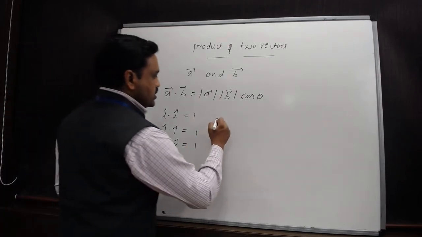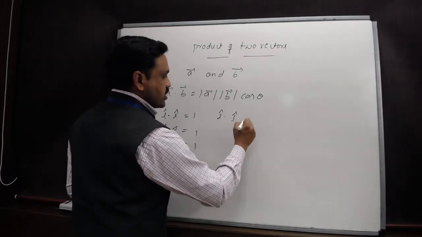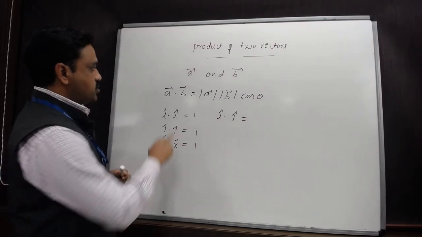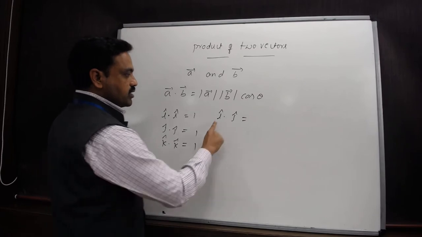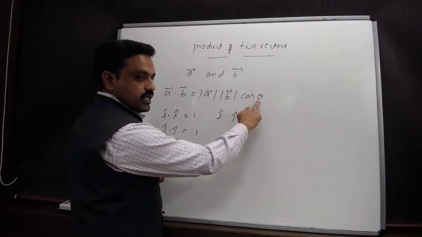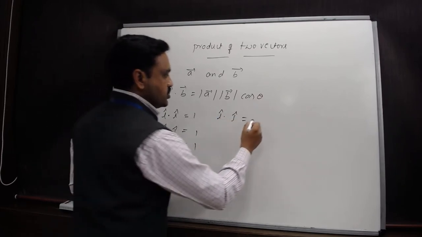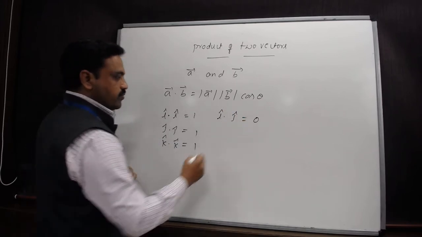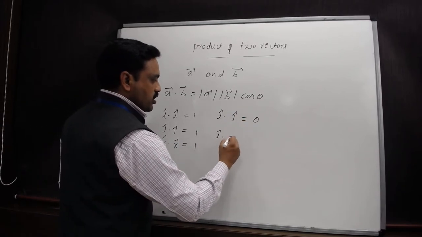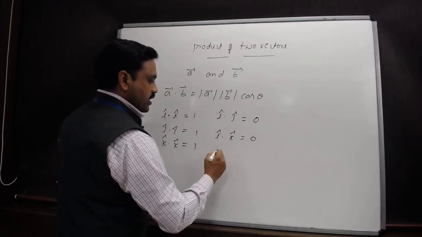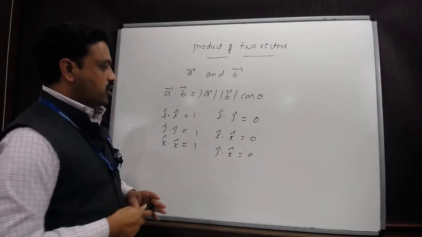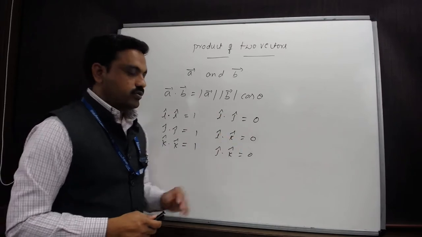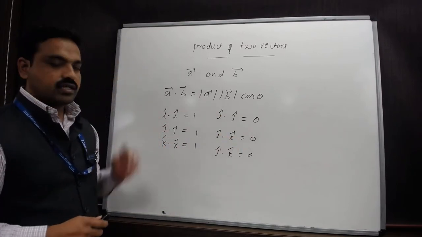Whereas what is the dot product of unlike vectors i and j? If I substitute in this formula, magnitude of i is 1, magnitude of j is 1, but the angle between i and j is 90 degrees. So cos 90 is 0. So i dot j is 0 as well as i dot k is 0 and j dot k is 0. That is, the dot product of unlike vectors is 0, and the dot product of like vectors is 1.